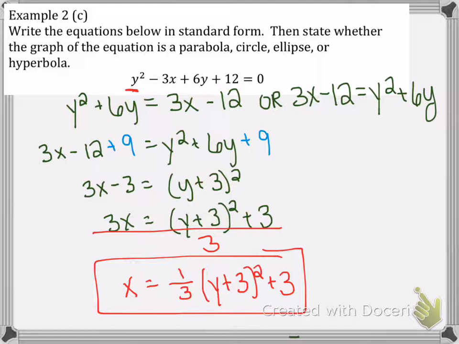So what we're going to do, since it's y squared, is move all the y's to one side and the x and the constant to the other. Then I go through and complete the square. I kind of ignore the 3x until the very end, once 3x is by itself, and then I just divide by 3. So I get that x equals 1/3 (y plus 3) squared plus 3.